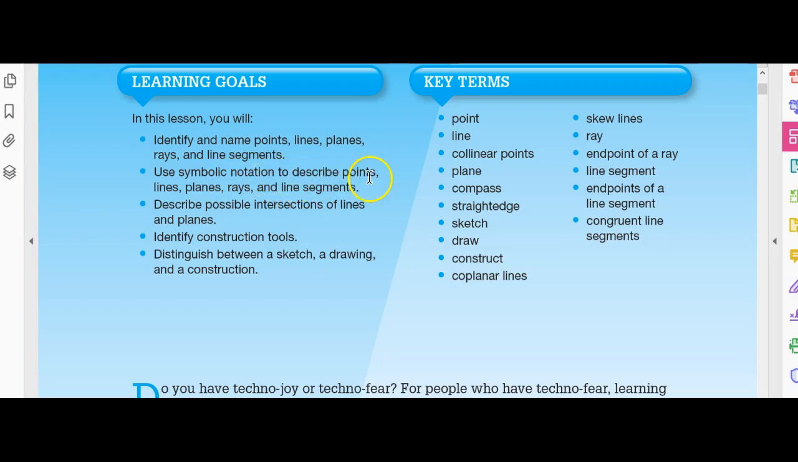What is a point, right? Capital letters. Lines, how do you mark that it's a line? A plane. Rays, what do we do to mark that it's a ray? And a line segment. How do we tell the difference between all these things using just the symbols, right? Describing the possible intersections of lines and planes.